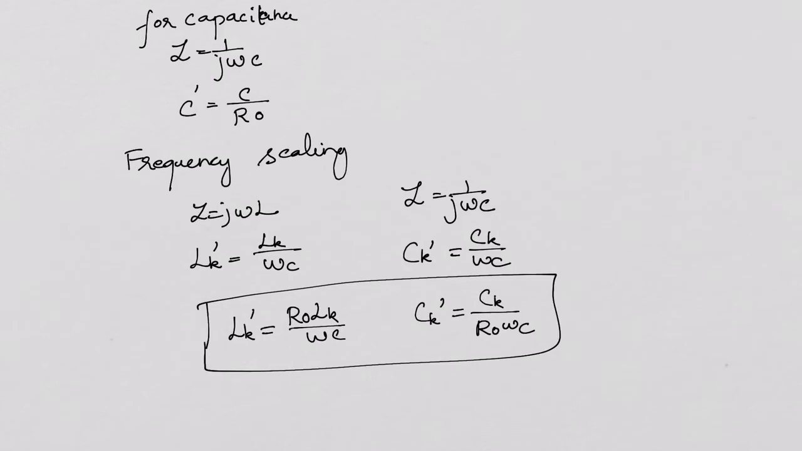So when you combine impedance scaling and frequency scaling, Lk dash will be equal to R naught into Lk divided by omega c, and Ck dash is equal to Ck divided by R naught into omega c. So this is frequency scaling as well as impedance scaling. After doing this, you can use these inductance and capacitance values for designing the filters. So let us understand this theory by solving a problem.